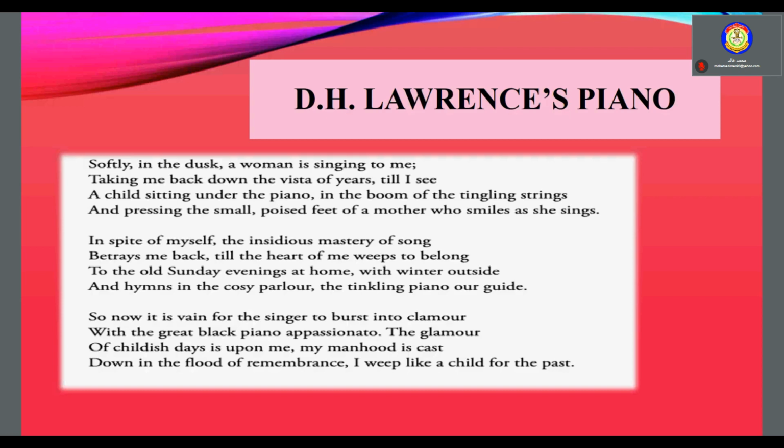I myself consider this last line very important. Down in the flood of remembrance, I weep like a child for the past. I believe that this word is a key word, and this is another key word. In fact, all these words, I weep like a child for the past. Maybe we are talking about a theme of nostalgia for the past, or maybe we are talking about someone who is traumatized by the memory of his mother, and this is enhanced by the word remembrance. So memory in this poem is clearly recognized.